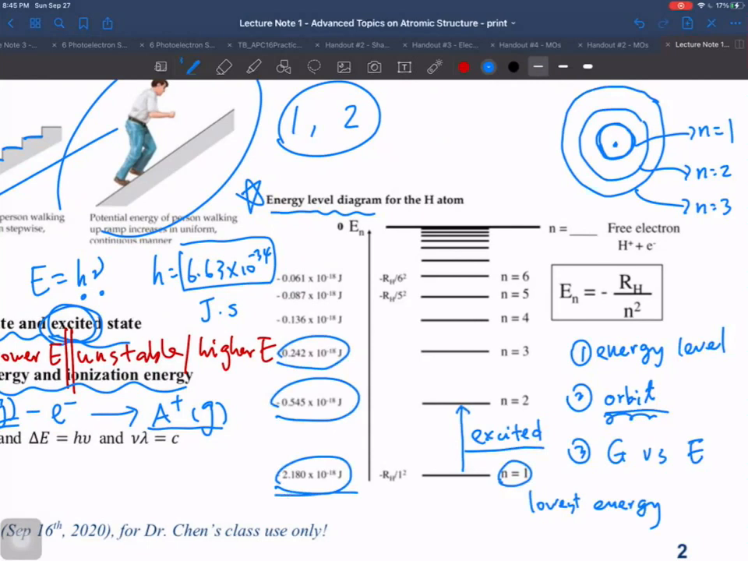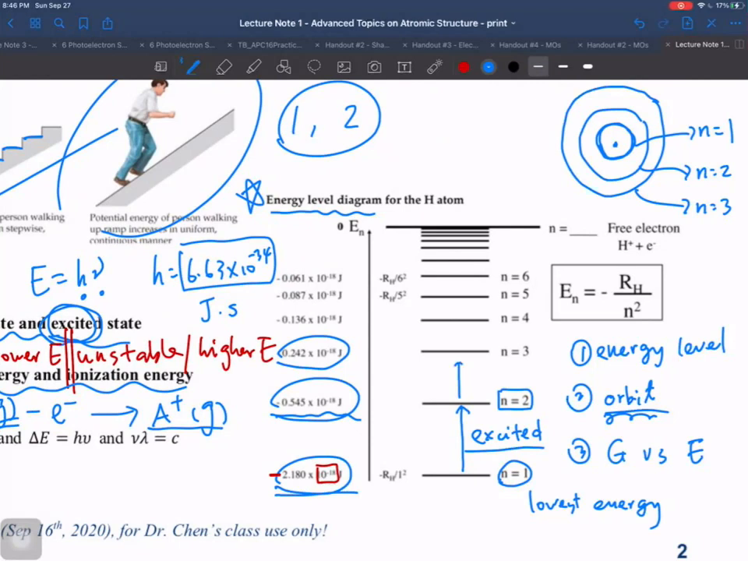So when n equals 1, the energy is negative. Don't forget the negative here. 2.18 times 10 to the negative 18 joule. Obviously, you don't need to memorize the value, but it gives you a sense. First it is negative, secondly it is very small, right? And then when n is 2, you can see the absolute value is getting smaller, which means the energy itself is getting higher, right? Make sense? And then if it goes up, it's even higher, right?